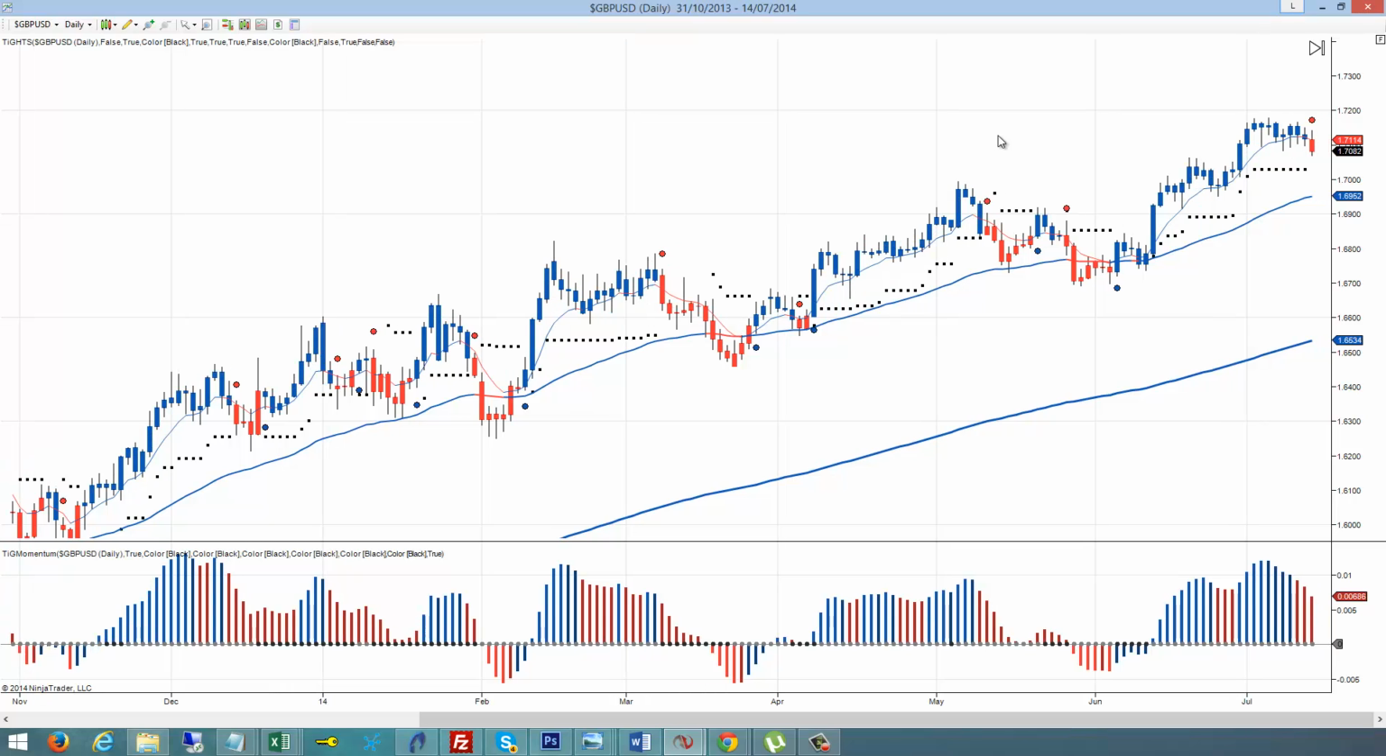Now what do we do here? Now my strategy is to get out of the trade. As soon as I see that red dot, I'm out of the trade.